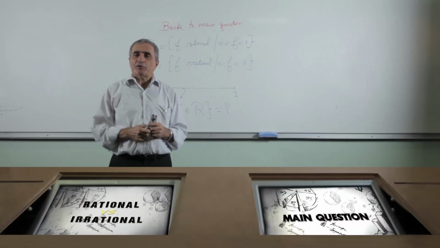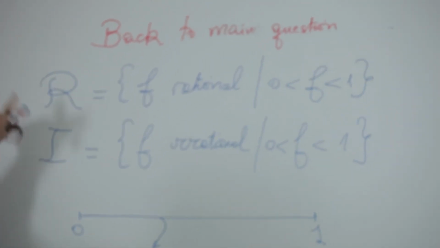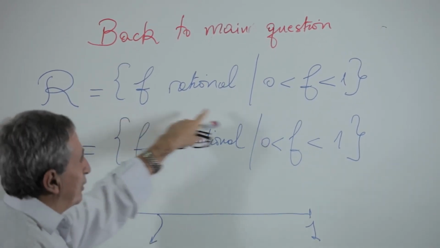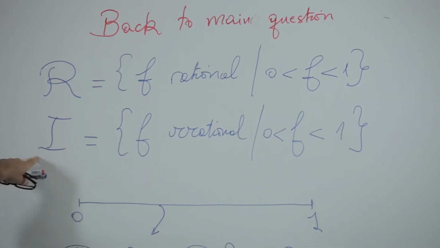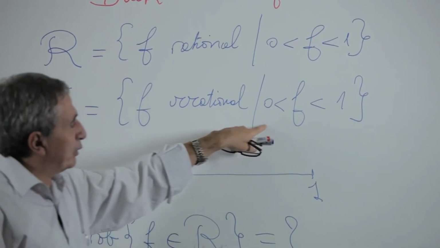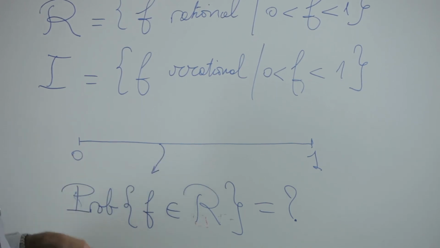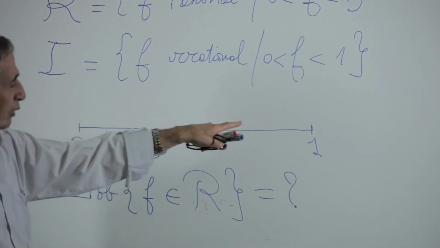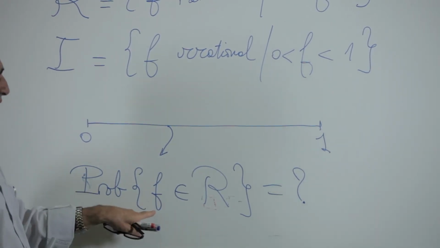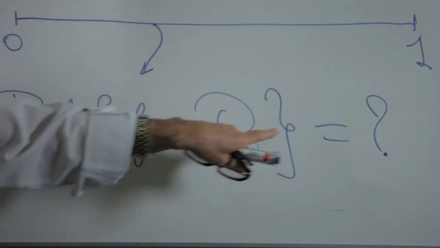So let us be back now to the main question of the lesson. I remind you that we have the set script R, which is the set of all rational numbers between 0 and 1, and script I, which is the set of all irrational numbers between 0 and 1, and that I pick any number at random from the interval 0 to 1, and I'm asking the following question: what is the probability that this number is irrational? And that was the question.